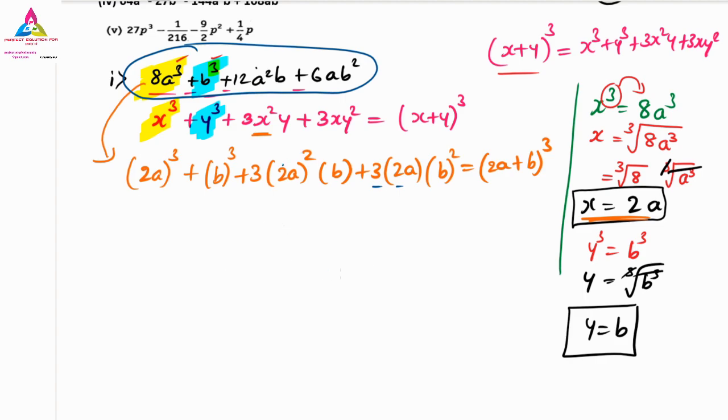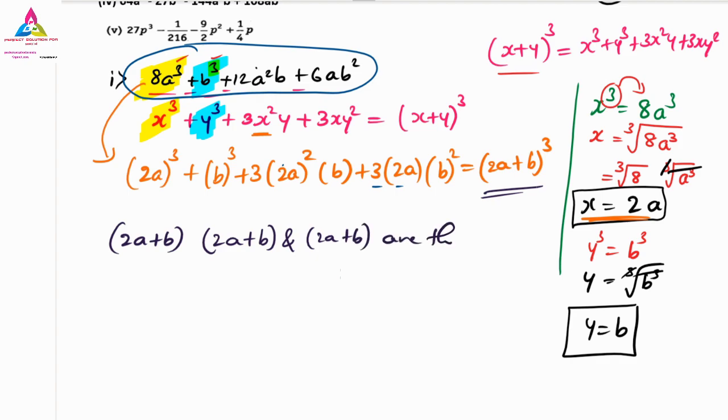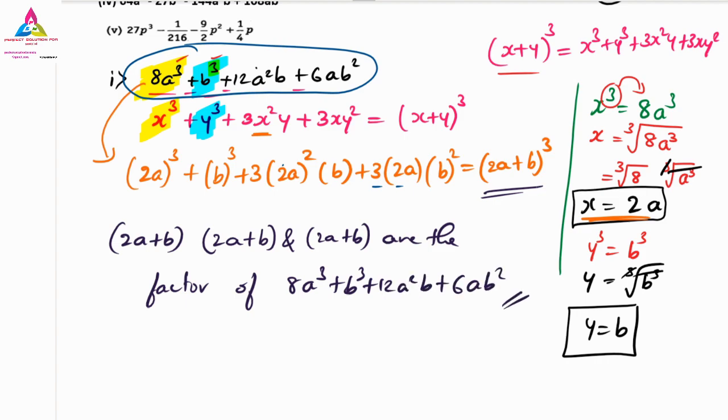So what is the answer now? The answer is simple. The answer is nothing but 2a plus b the whole cube. So we can write 2a plus b, then one more 2a plus b, because the whole cube means 3 times, and 2a plus b is the factor of the given p of x, that is 8a cube plus b cube plus 12a square b plus 6ab square. That is the answer. This is the end of the first question.